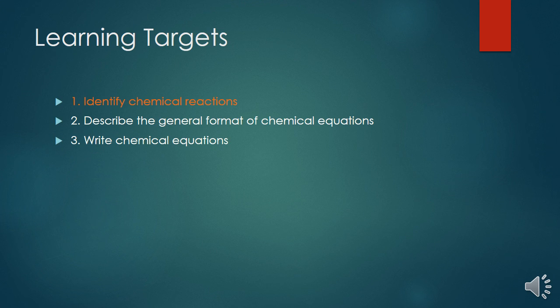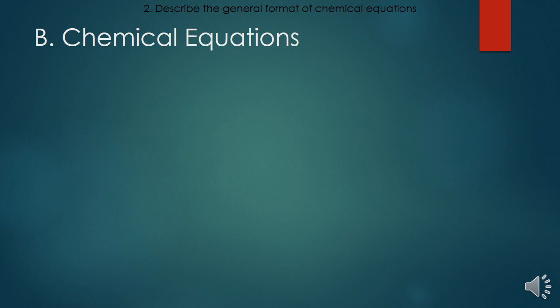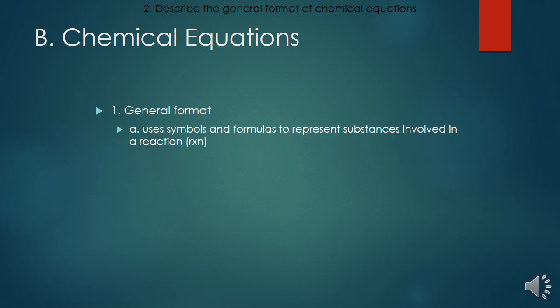All right, so we should be able to identify chemical reactions based on that evidence. Next, we want to be able to describe the general format of chemical equations. The general format of any chemical equation, or what a chemical equation is, is that it simply uses symbols and formulas to represent the substances involved in a reaction. If you ever see this notation here, RXN, that is very common shorthand in chemistry for the word reaction.